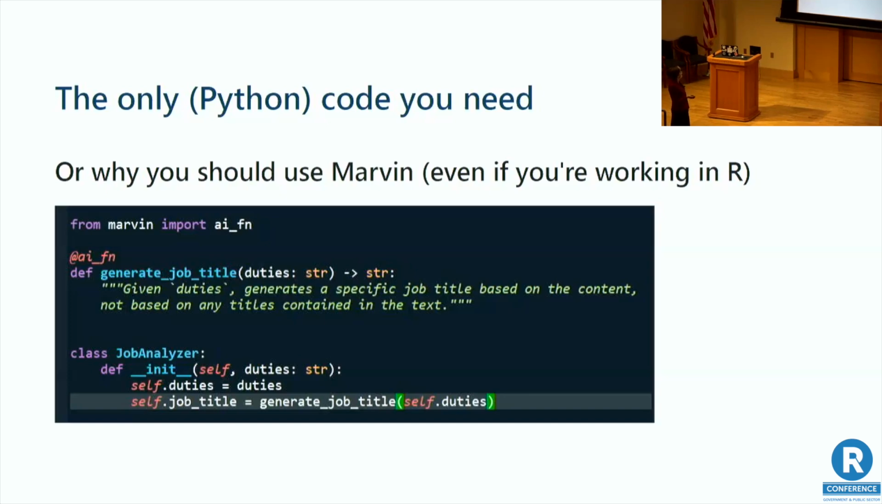So it's: given duties, generate a specific job title based on the content, not based on any titles contained in the text. This is a comment, but the library is actually going to use that in how it creates the prompt to send to GPT. That's really the work that's happening here, and the rest is a class description, which doesn't really matter. It's pretty easy to call Python code from R, and again, 9 lines is definitely worth it. It means I don't have to write prompts that say things like, please only give me the job title in all caps. I don't do any of that. I know what I'm going to get back is just a really clean job title.